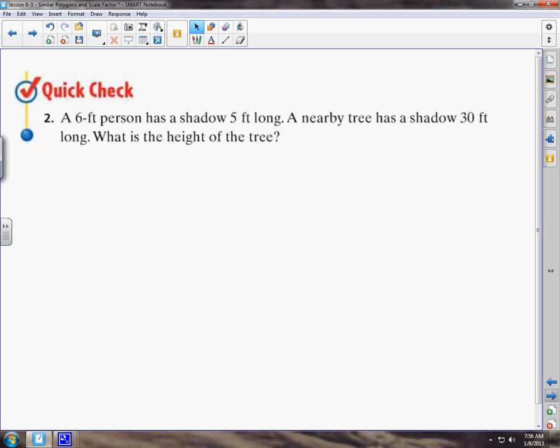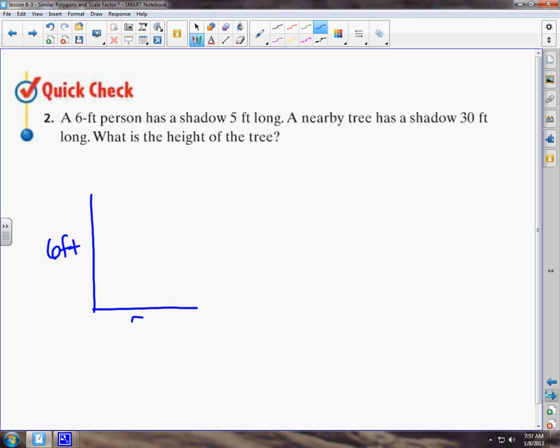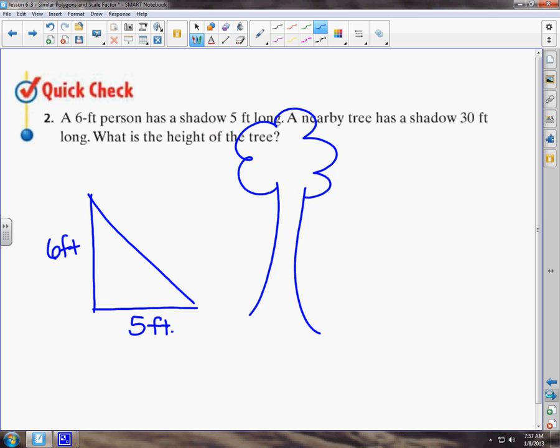Okay, so try this one. A 6-foot tall person has a shadow that's 5 feet long. A nearby tree has a shadow 30 feet long. What is the height of the tree? So try this problem and then we'll go over it. Okay, so I have a 6-foot tall person, has a shadow that's 5 feet. There's my triangle. And a nearby tree has a shadow that's 30 feet. What is the height of the tree? So how tall is this tree?